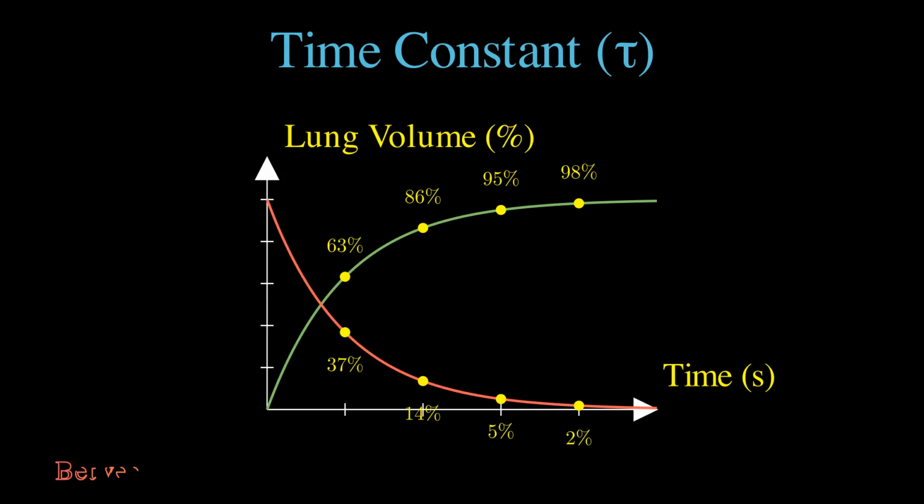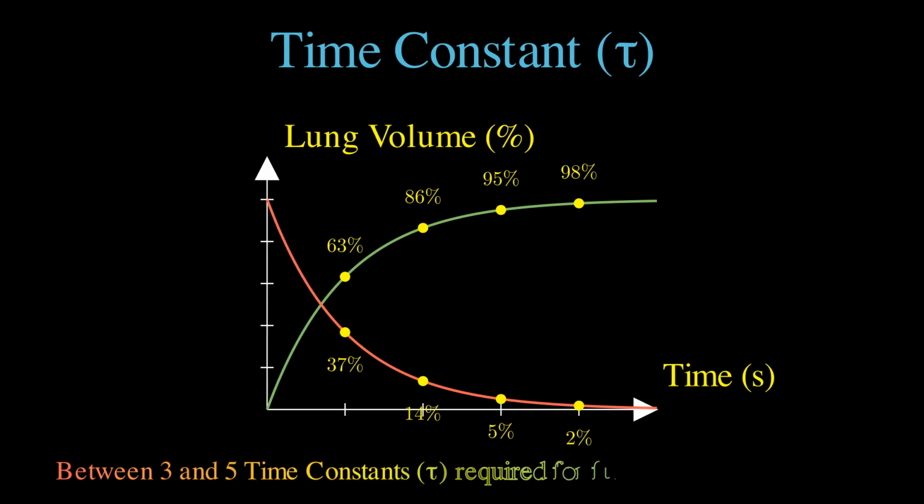In summary, it takes between 3 and 5 time constants for the lungs to fill or empty almost completely. Note that the expiratory time constant is independent of the ventilator settings, since expiration is a passive process.